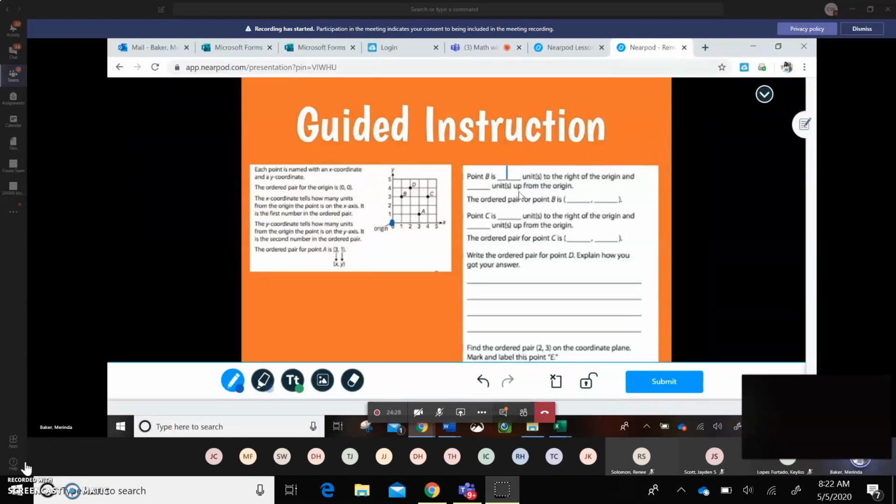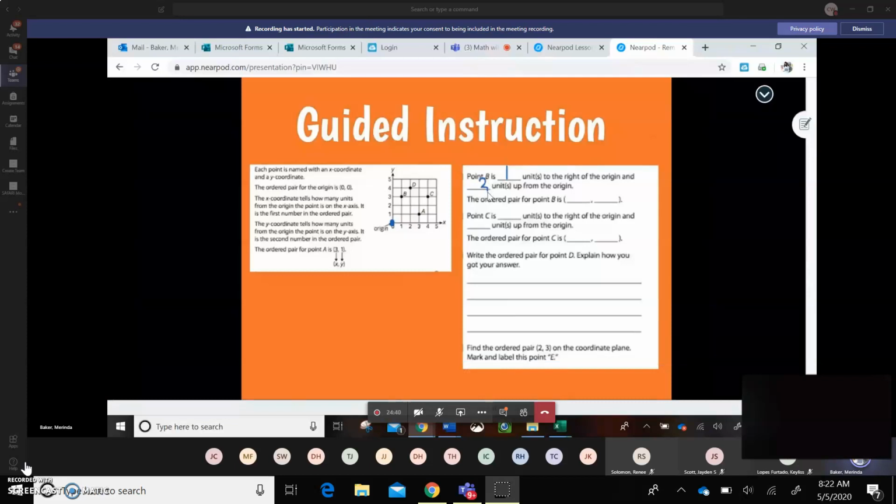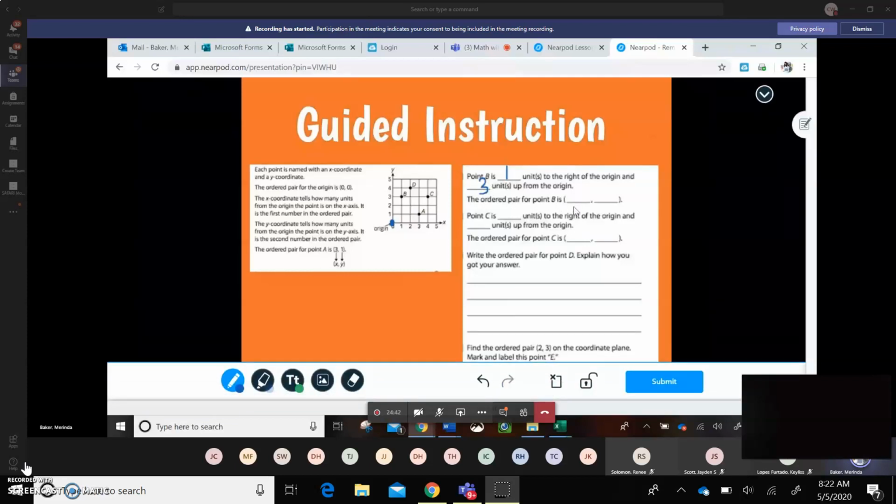1 unit to the right. And then it says in blank units up. So now that I'm at 1, I need to count up. 1, 2, 3. So I move 3 units up. Therefore, my ordered pair for B is 1, 3.